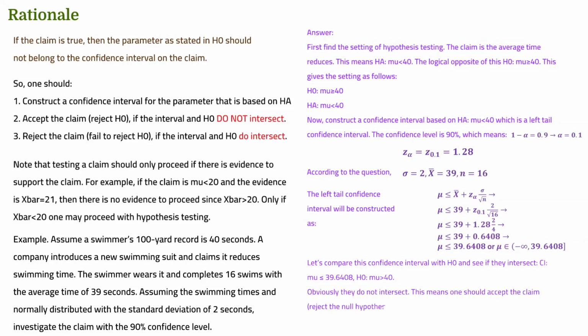Let's compare this confidence interval with H0 and see if they intersect. Confidence interval is mu less than or equal to 39.609 and H0 is mu greater than or equal to 40. Obviously, they do not intersect. This means one should accept the claim or reject the null hypothesis. Accepting the claim means that based on data, the new swimsuit reduces swimming time.